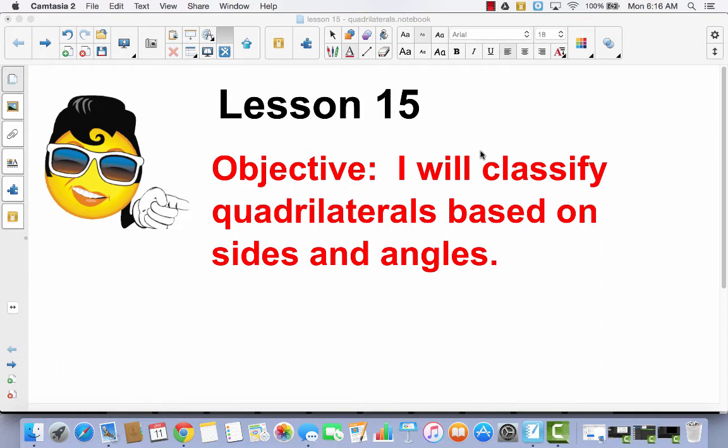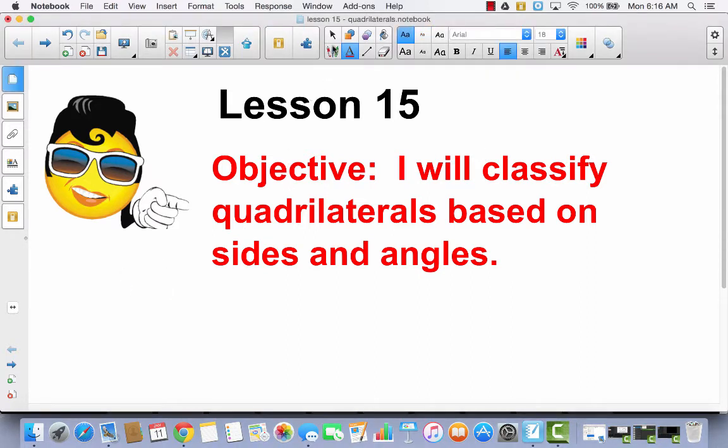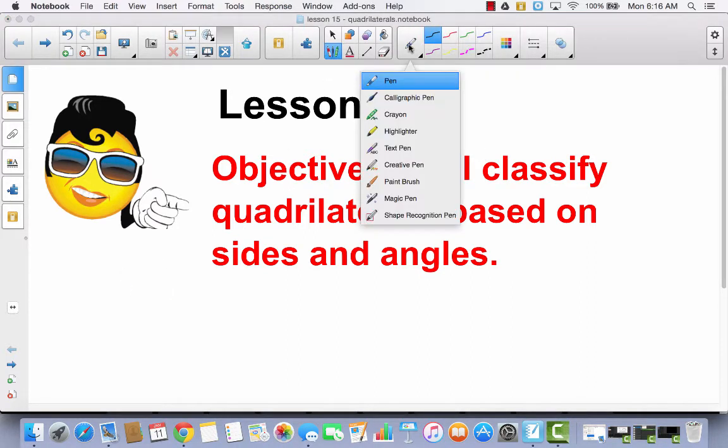I will classify quadrilaterals based on sides and angles. So we went from classifying triangles and then we constructed triangles. Now we're going to talk about quadrilaterals. So tri means three. So obviously a triangle has three sides.